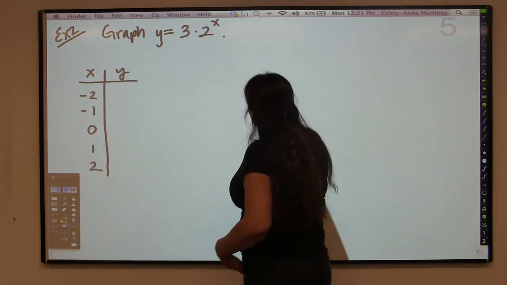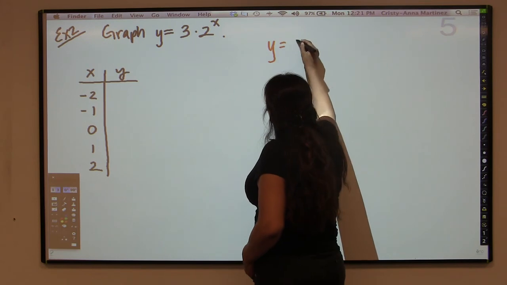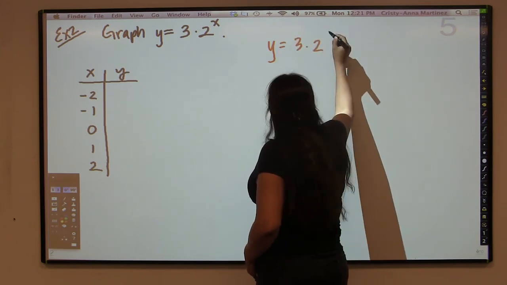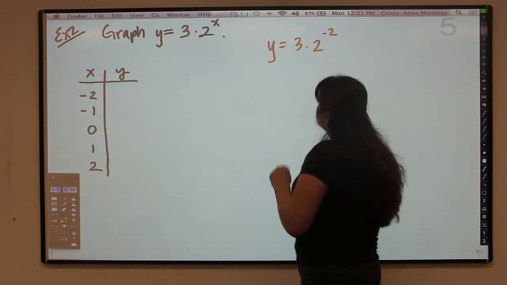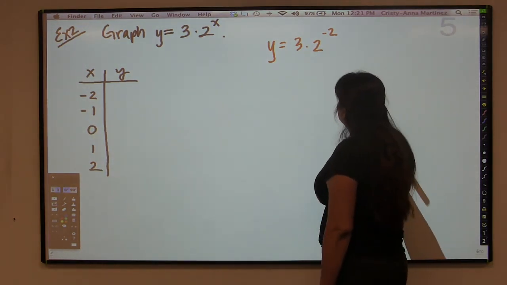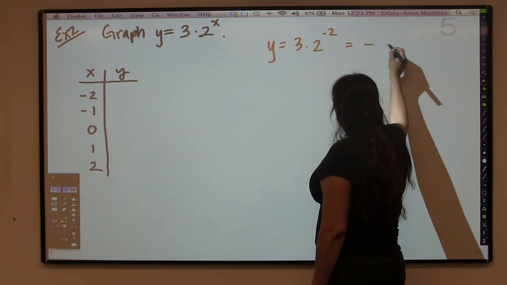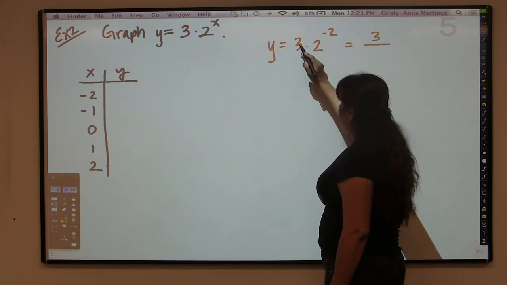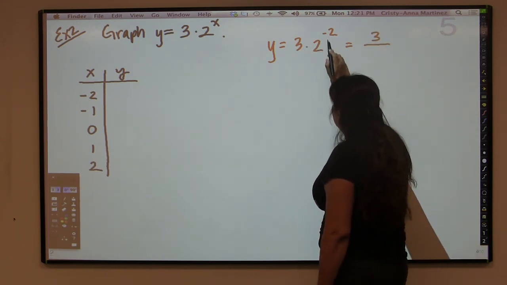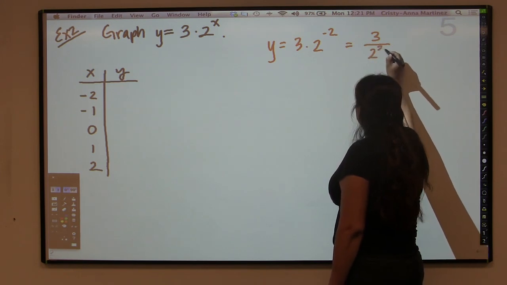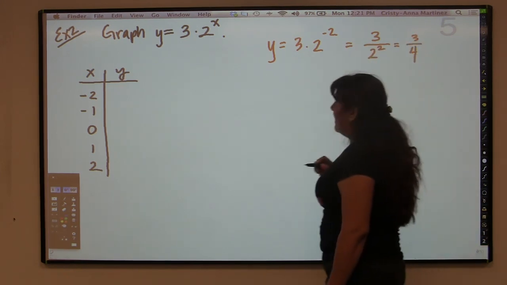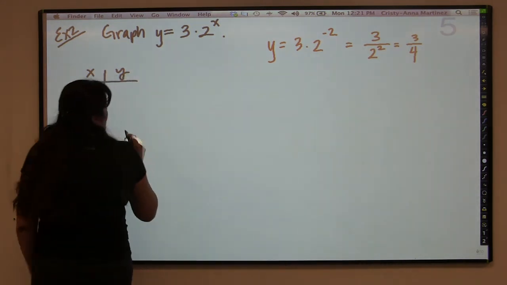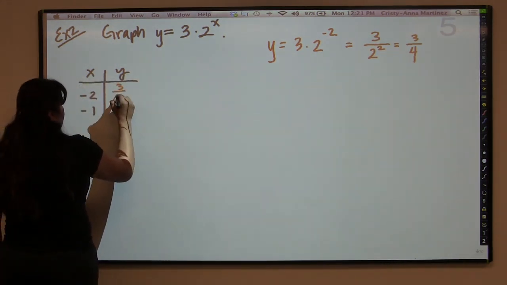Okay, so we have y equals 3 times 2 to the -2 power. I'm going to evaluate for x is -2. So again, we use our properties of exponents, and the 3 stays on top because it doesn't have a negative exponent. The 2 to the -2 power will go to the bottom as a positive exponent, and then we get 3 over 4 because 2 squared is 4. So that means that when x is -2, y is 3/4.